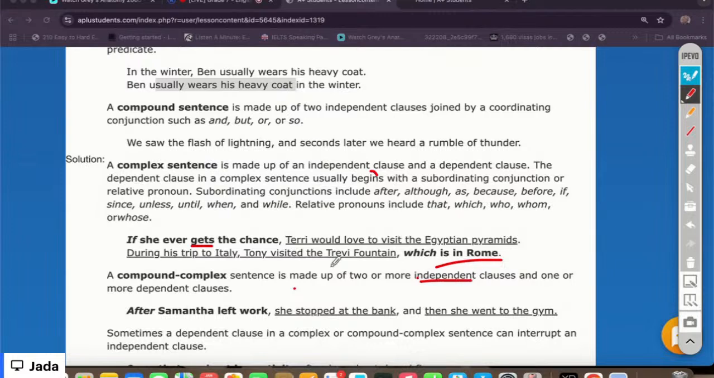So when it is compound-complex, it has two independent clauses and one dependent clause. For example: "After Samantha left home, she stopped at the bank and then she went to the gym." Here, "after Samantha left home" is the dependent clause. "She stopped at the bank" is one sentence, and "then she went to the gym" is the other. That's why it has two independent clauses.